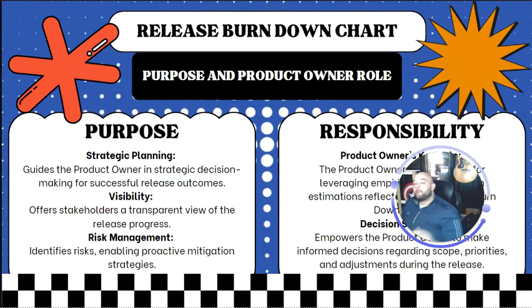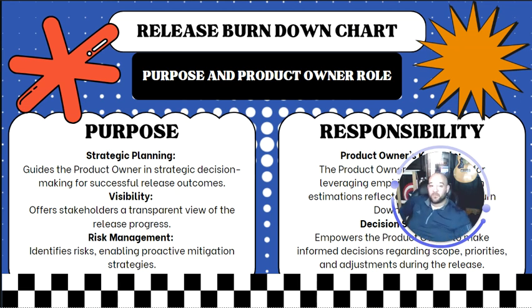So, the burn down chart, the responsibility of the product owner, essentially it's strategic planning, right? In strategic planning, we make these resources and we make them successful and give deliverables from them. We have the visibility where we offer stakeholders a transparent view of the release progress. And we can identify risk, mitigating those risks to make sure they don't impact the projects or the process or the teams.